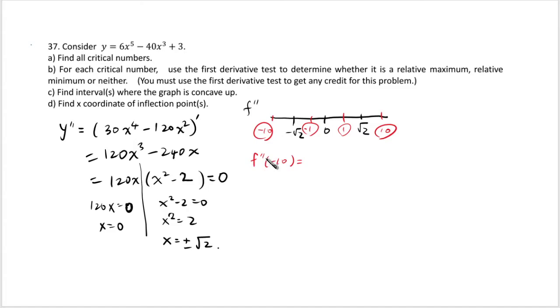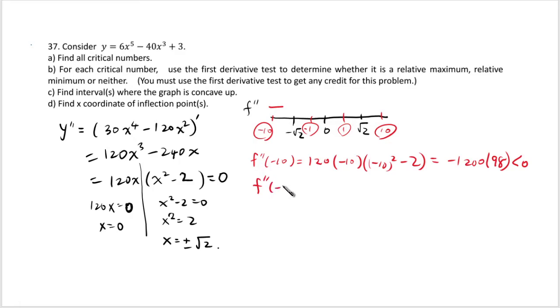So I take f double prime of negative 10. Let's see, what is that? I'm going to use this formula here, okay? So it's 120 times negative 10 squared minus 2, which is negative 1200 times, negative 10 squared is 100, 100 minus 2 is 98. And we don't really need to know the value, we just see that it's a negative times positive, so it's less than 0. Okay, so it's less than 0 before negative radical 2.